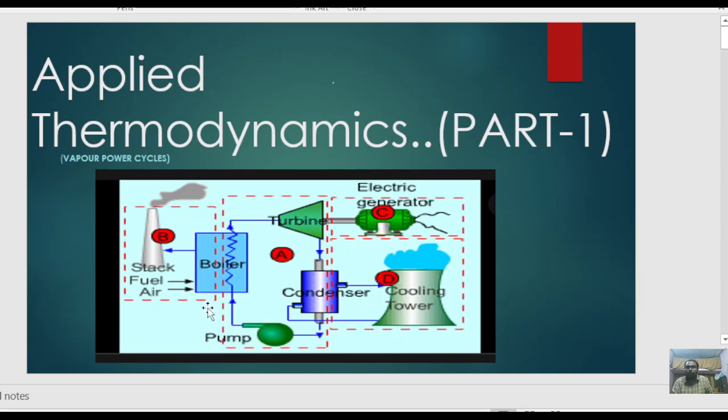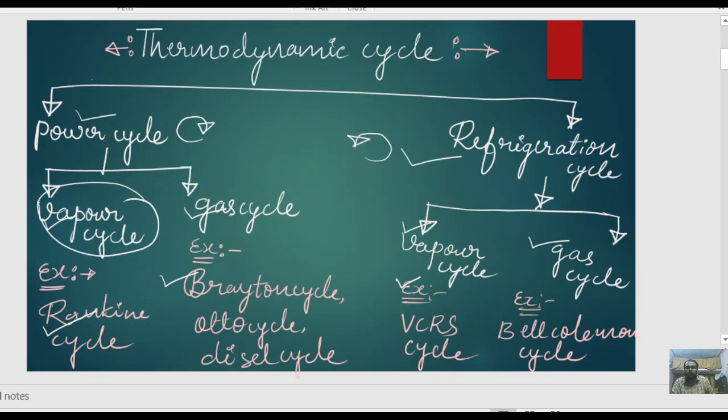In this video, we will discuss applied thermodynamics. In applied thermodynamics, we learn about the thermodynamic cycle. Okay, let us start the thermodynamic cycle. We broadly classify thermodynamic cycles into two categories. The first is the power cycle. The second one is the refrigeration cycle.